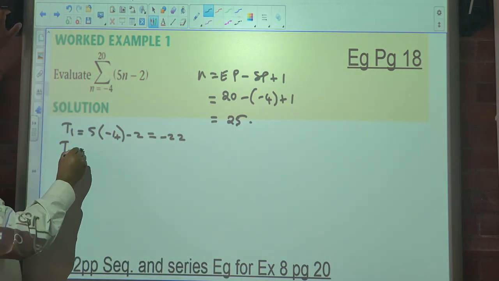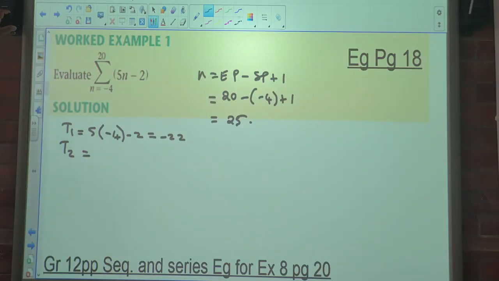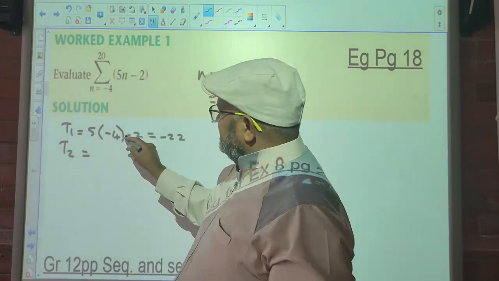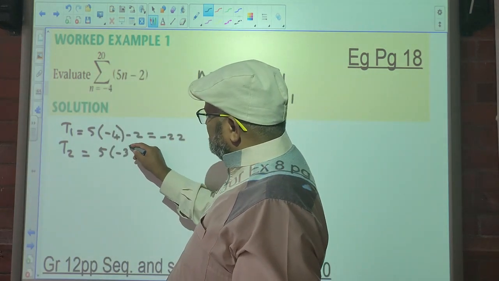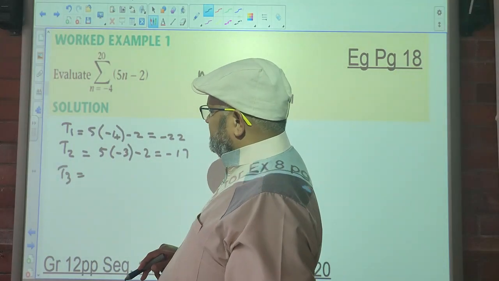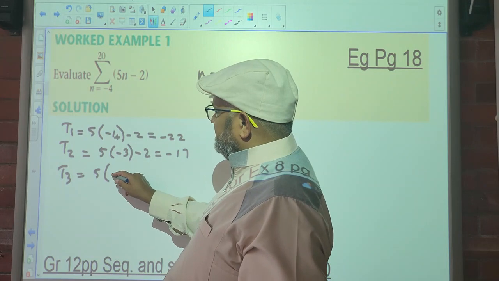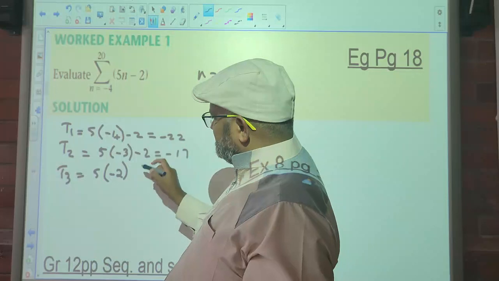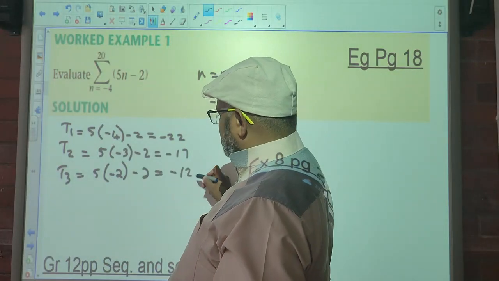Right. Then we go to term 2. What's your n value now? Negative 3. We said we're going to do that in increments of 1. So it's going to be negative 4, then negative 3, then negative 2, then negative 1, and so on. So for term 2, your n value is now negative 3. So it's 5 times negative 3 minus 2, which is negative 17. For term 3, it's going to be 5 multiplied by negative 2, minus 2, which is negative 12. Remember, we're starting at negative 4, then negative 3, negative 2, and so on.